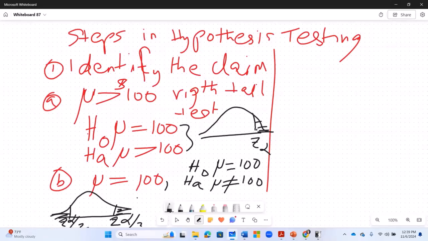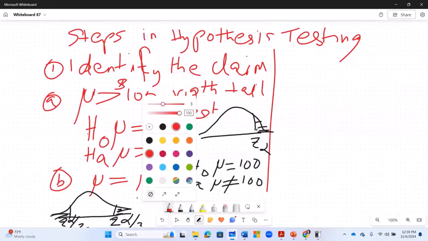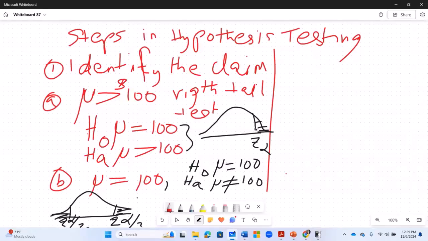Another case could be somebody could say that the average cost of a TI-84 calculator is less than. It's not equal to, it's less than. So this is C. I'm going to state the claim for C. If I'm stating the claim, the null hypothesis is mu, that is the cost, equal to, because the null hypothesis must always be the equal sign. And the alternative hypothesis, don't forget to use colon. That's always going to be colon.